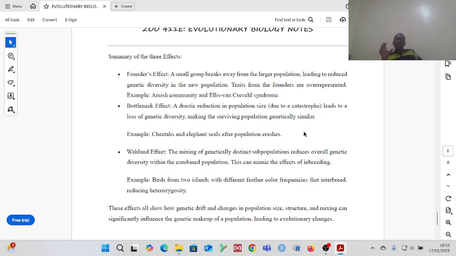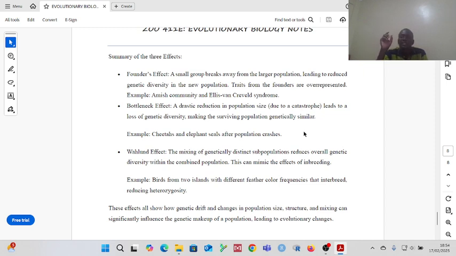In the Wahlund effect, you have the mixing of genetically distinct subpopulations. We gave an example, you take chickens from different farms and you bring them together. Okay? So when you eventually do an analysis of the diversity within the new population, it will be reduced compared to the parental populations. So in a way, the Wahlund effect will then mimic inbreeding. So you are likely to begin experiencing inbreeding depression within that particular population that you've brought together from different source populations.